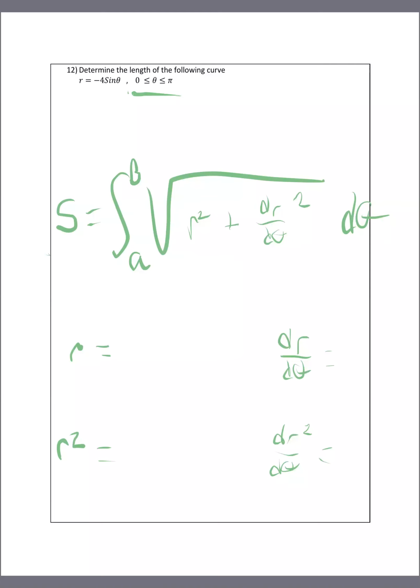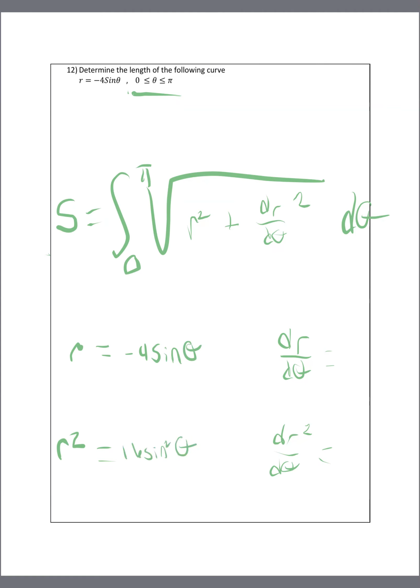You don't have to do anything with the graph. You don't have to look at it. You just know that for this problem, based on what you're given here, the lower limit is 0, the upper limit is pi. Easy as that. No extra work. So what's r? r is -4 sine of theta. Easy. What's r squared? Just square it: 16 sine squared of theta, right?